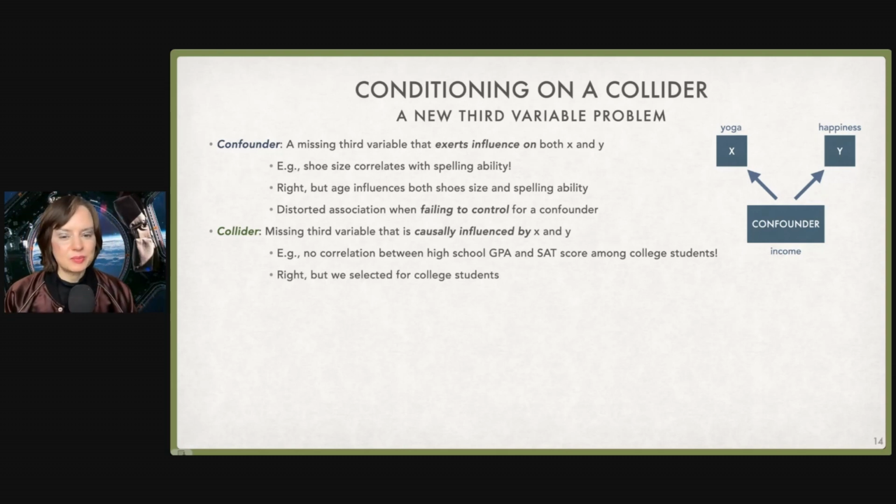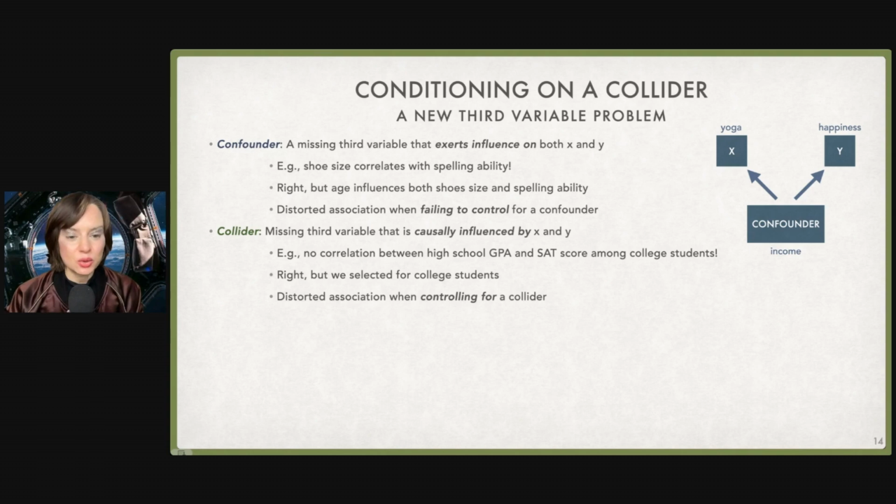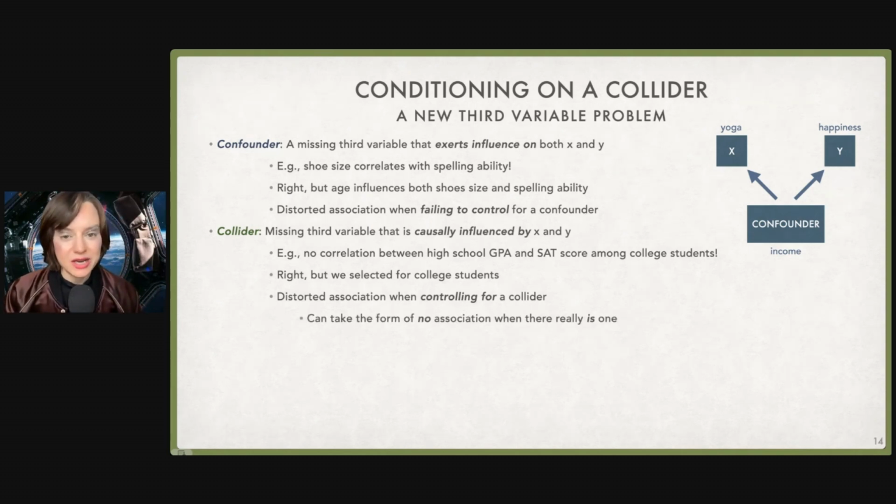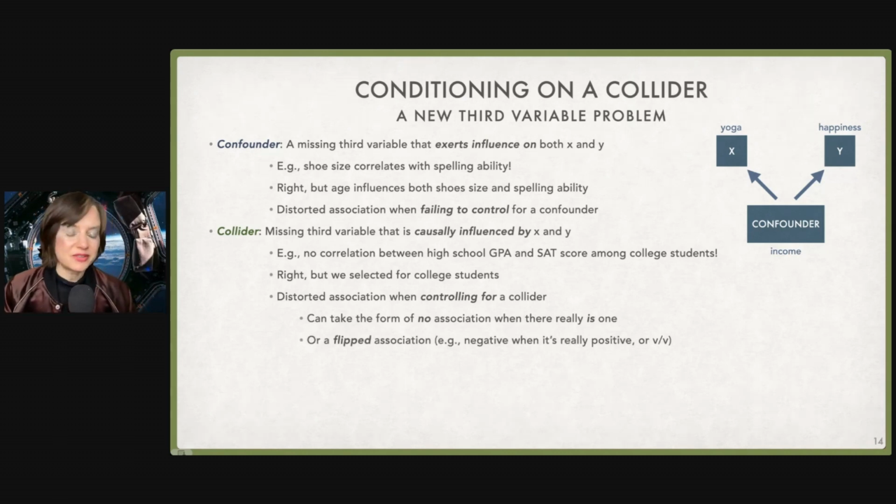Right, but we have specifically only looked at college students. We've selected for college students. So what we're getting is a distorted association when we control for a collider. This could take the form of no association when there really is one, such as in this example, but it could also take the form of, say, a flipped association. For example, a negative when it's really a positive, or vice versa.